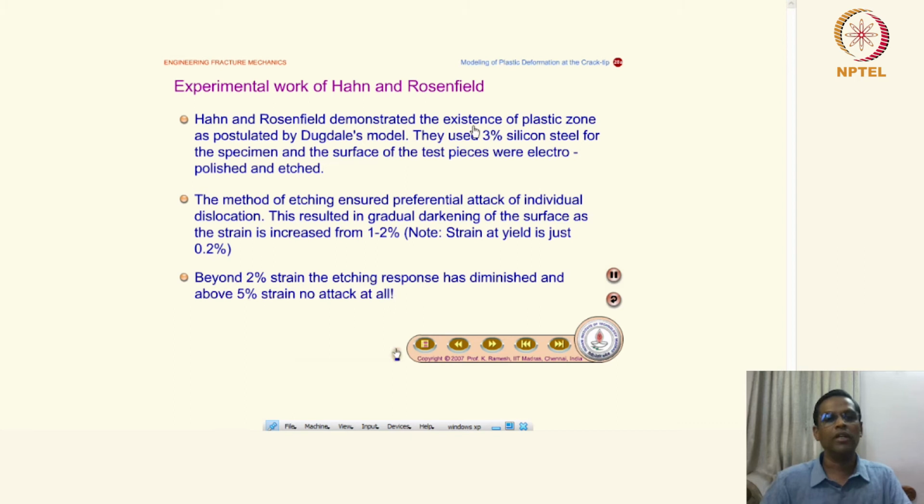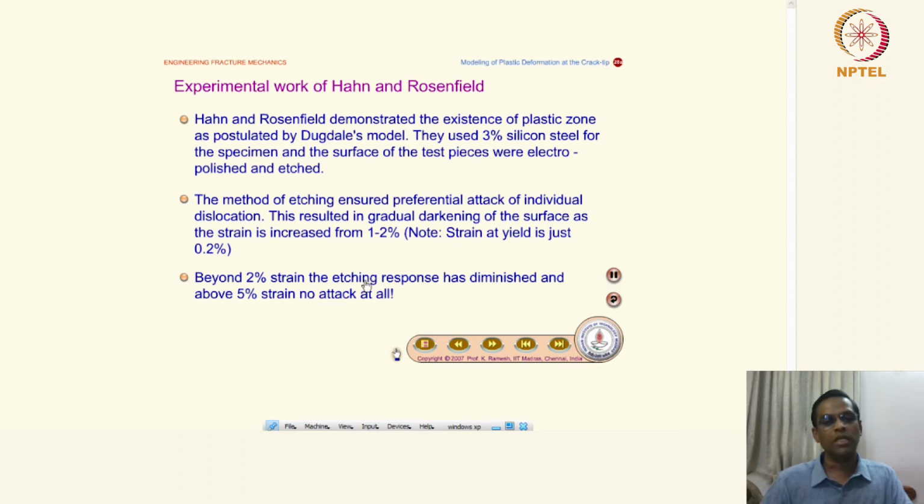Hahn and Rosenfeld demonstrated the existence of the plastic zone as postulated by the Dugdale model. They used 3% silicon steel for the specimen, and the surfaces of the test pieces were electropolished and etched. The method of etching ensured preferential attack of individual dislocations. This resulted in gradual darkening of the surface as the strain is increased from 1 or 2%.